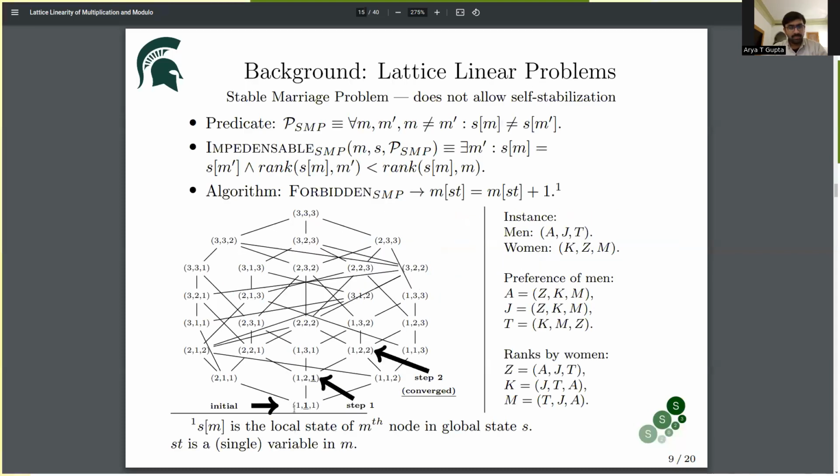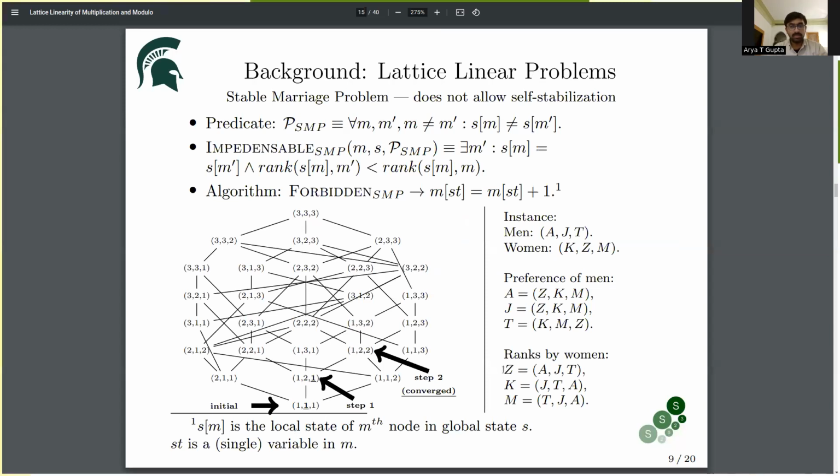So in this example, we have 3 men and 3 women. All the men start with their first choice. So the initial global state is 1, 1, 1. So A is proposing to Z, J is proposing to Z, and T is proposing to K. Now we see that A and J have a conflict because they are proposing to the same woman.